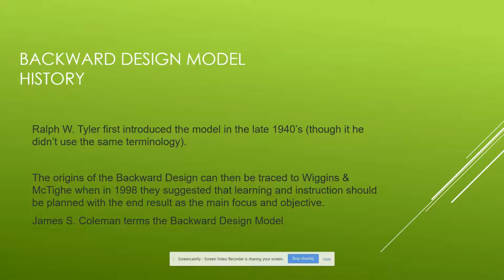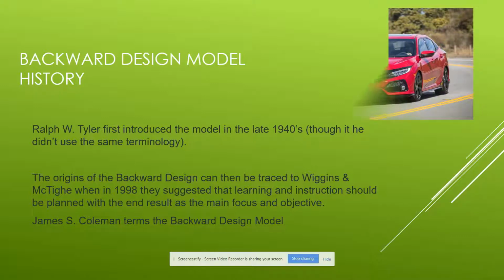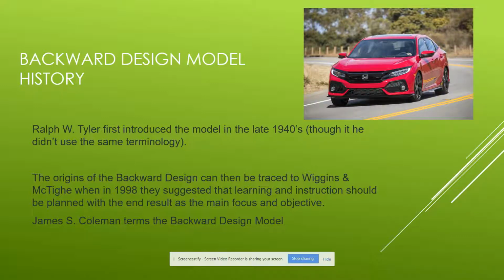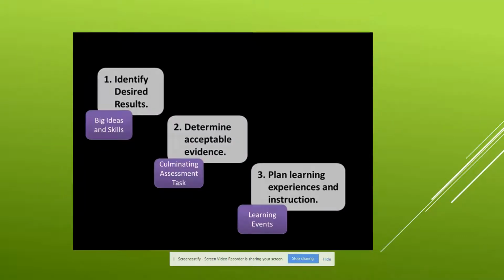Lastly, the next contributor is a man named James S. Coleman, who termed what would ultimately be called the backward design model, though he referred to it as the backward policy, when he observed the way Honda plans its production design to produce cars efficiently and cheaply, with their ultimate goal of producing a car. And then they plan backwards for how to best do that cheaply and efficiently. Obviously, Honda's been successful at that.